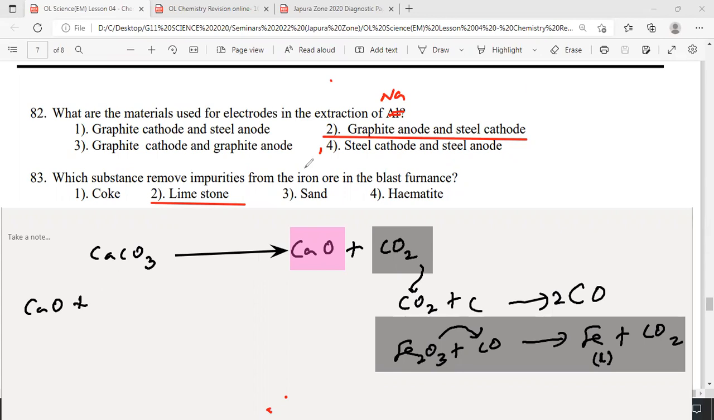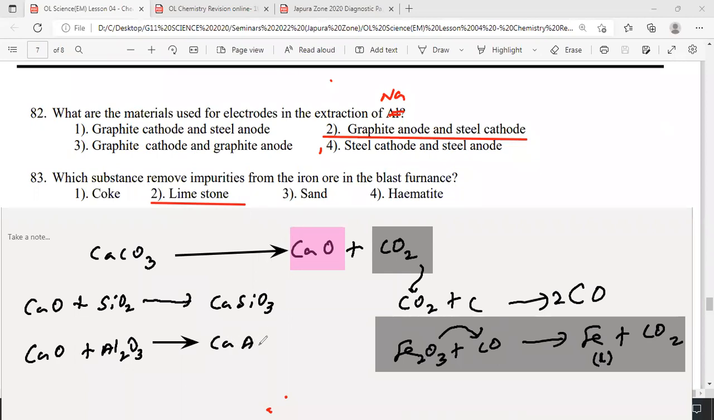What are the two possible impurities present or mixed with the hematite? SiO2, silicon dioxide. Then it becomes calcium silicate, CaSiO3. The other one, aluminium oxide, Al2O3. Then you get calcium aluminate, CaAl2O4. So this is also called slag.